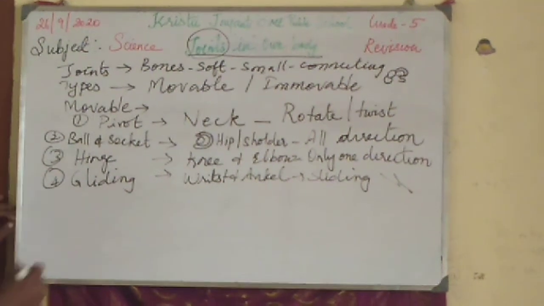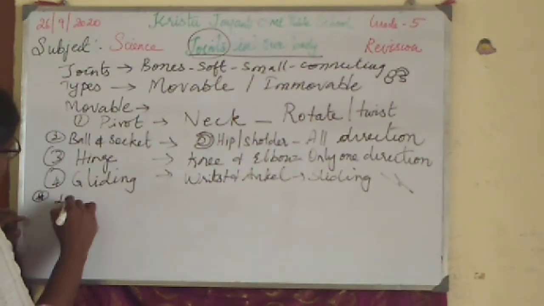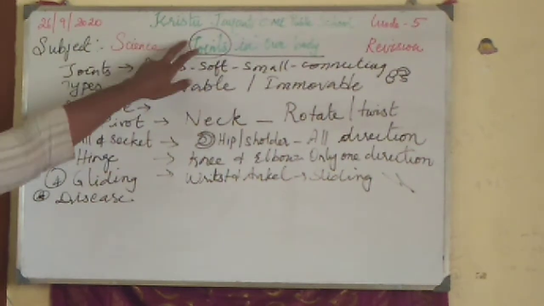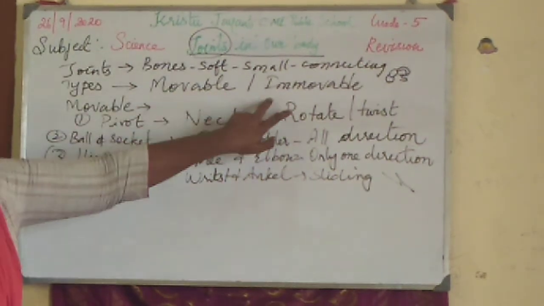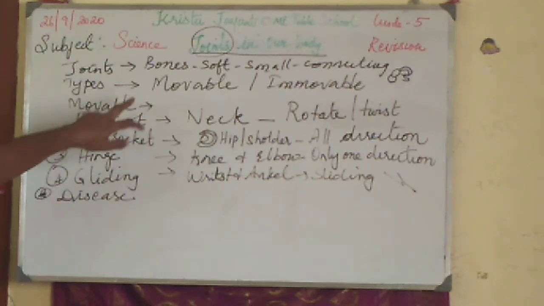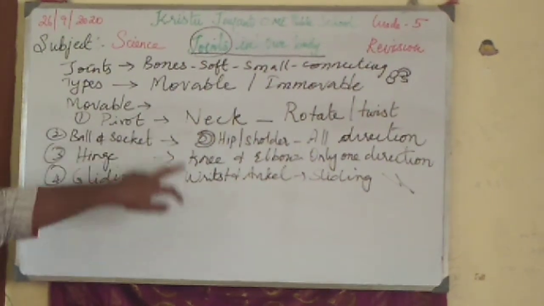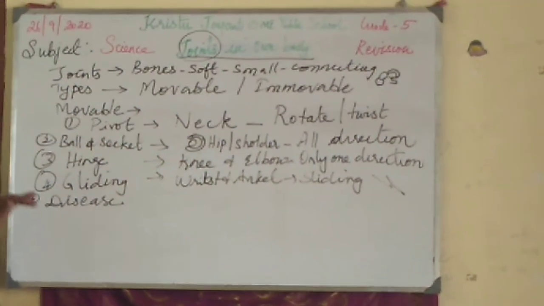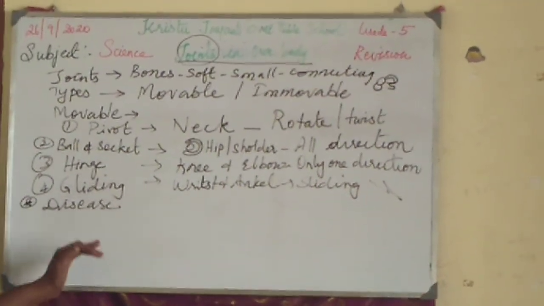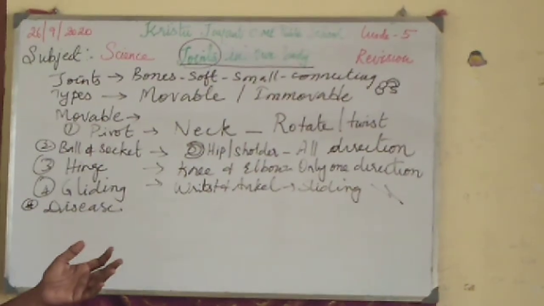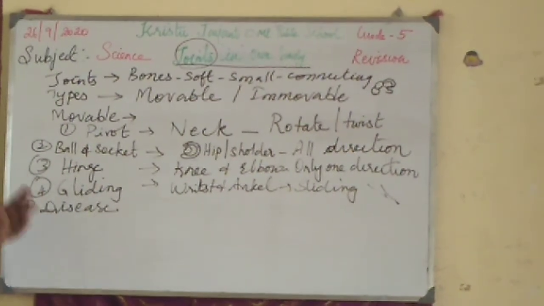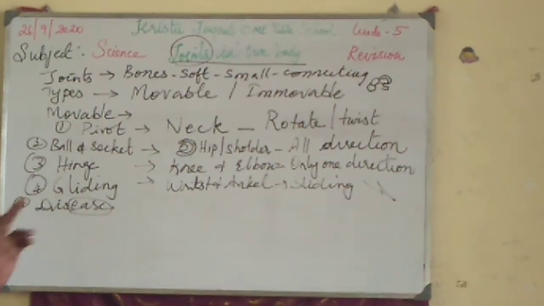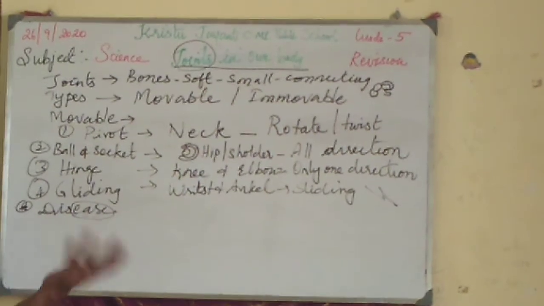And what else did we see? Next, disease. So now we have learned what joints are, what the two types of joints are, and again, in those two types, what the different types of movable joints are, where they are present, and what their function is. Now, if the bones and joints are not working properly, what will happen? What do we mean by disease? Dis-ease. Ease means comfort, happy. Disease means not comfortable, a problem.